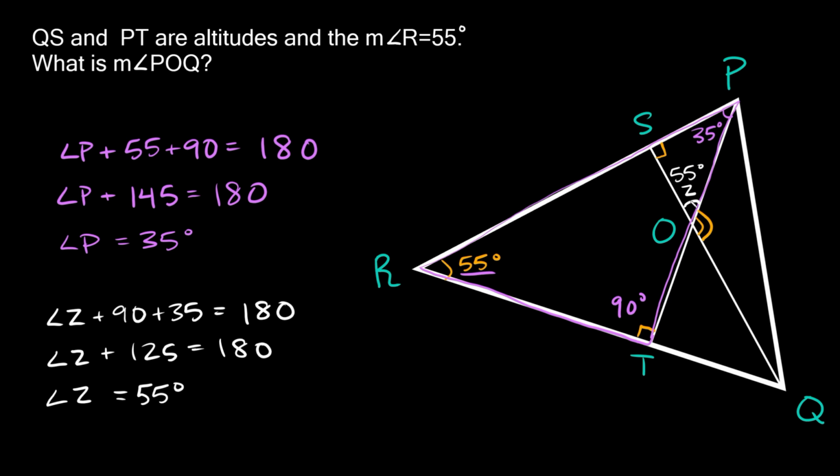So supplementary angles add up to 180 degrees, right? So if this angle is 55, that means this angle must be 125 degrees, all right? So that would be the measure of angle POQ.